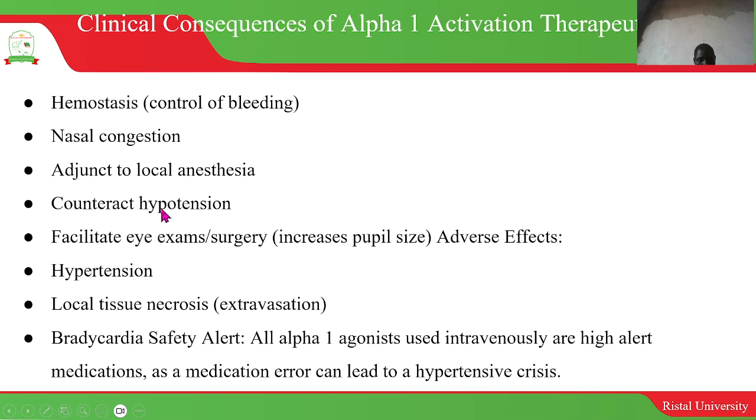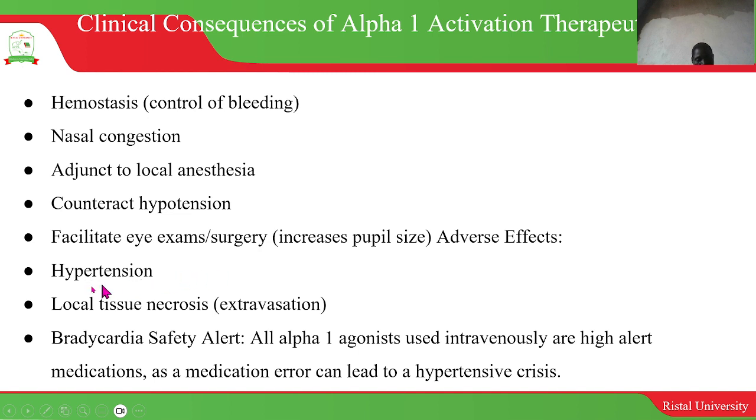They also counteract hypotension. Remember, we talked about vasoconstriction, but hypotension is the opposite of that. They can facilitate eye examination. They can be used during eye examination because some of them, like phentolamine, can increase the pupil size. This becomes one of the adverse effects.